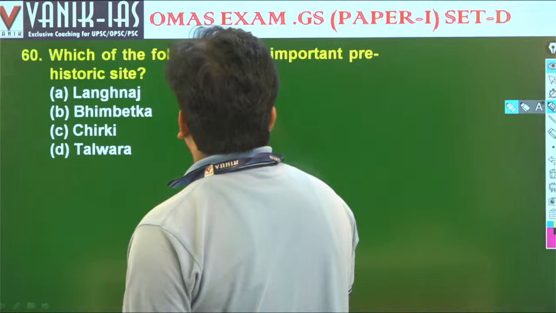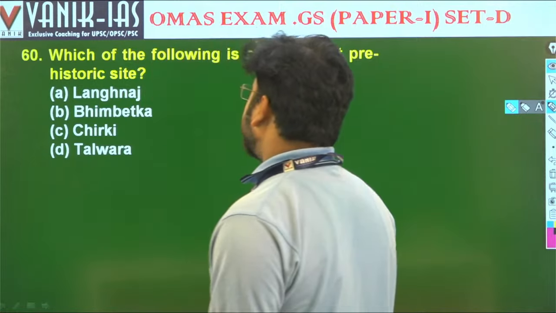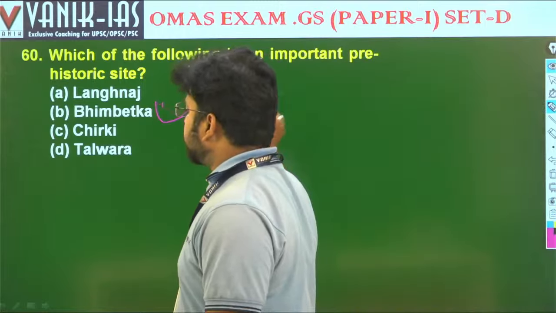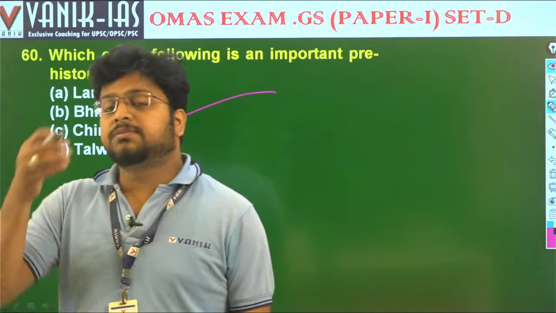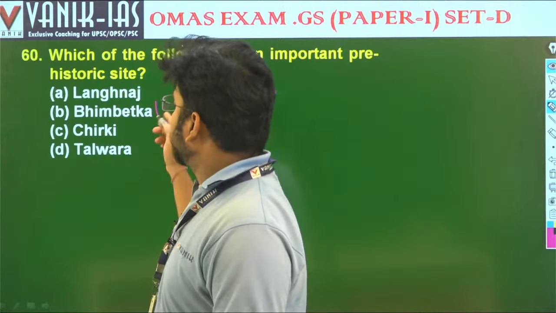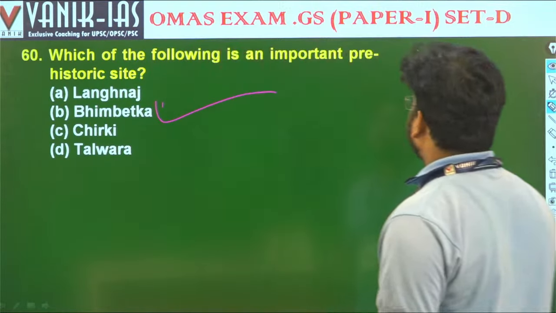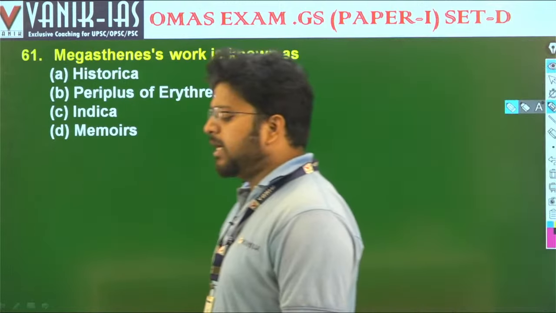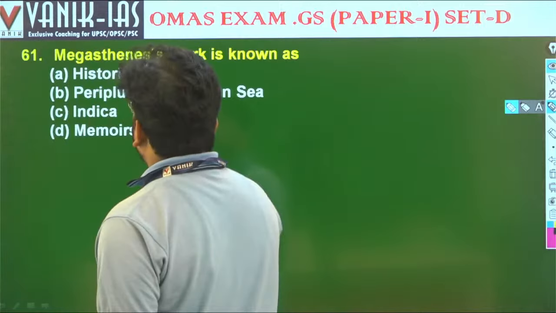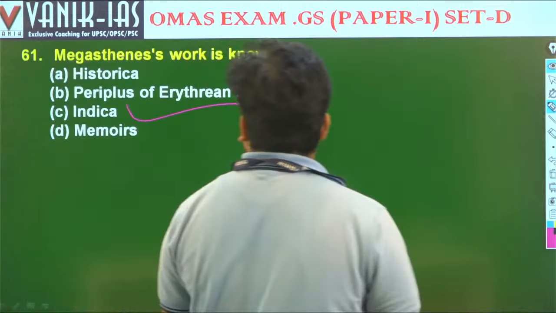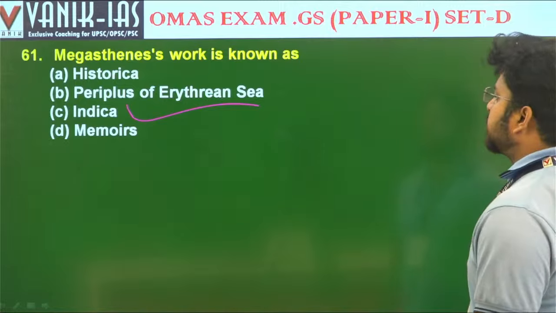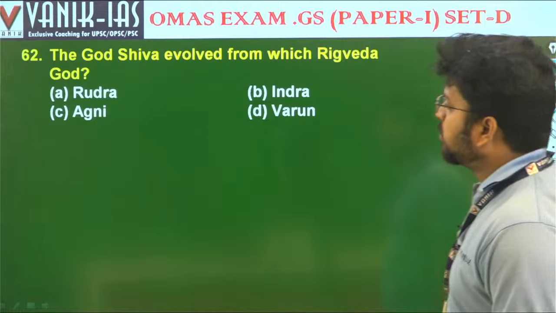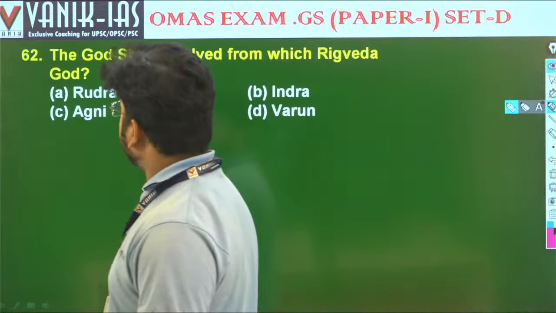Which of the following is an important prehistoric site? Bhimbetka, it is in Madhya Pradesh. A prehistoric site with famous paintings, the Bhimbetka paintings. Not all are deciphered. Megasthenes' work, Indica, has been asked multiple times in previous year questions. Indica is the famous book written by Megasthenes.